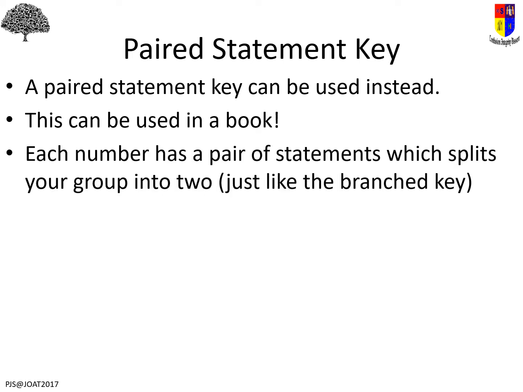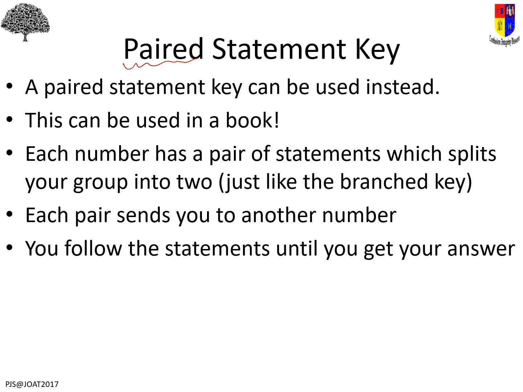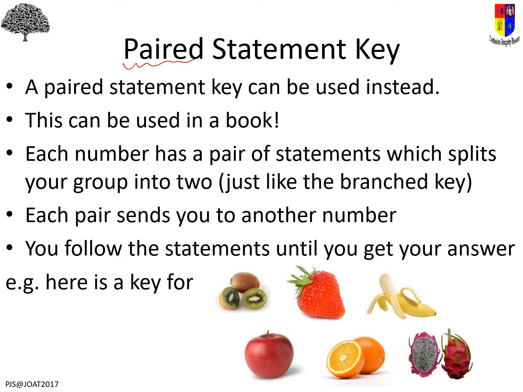So what you have is a number with a pair of statements, hence the fact it's called a paired statement key. And each pair of statements splits the group that you've currently got into 2, just like a branch key. So each pair then sends you to another number or gets you an answer. Okay, so if we have the following fruits, let's assume you have no idea what these fruits are called. You've just been handed these fruits and you're going to use the key to figure out what they are.